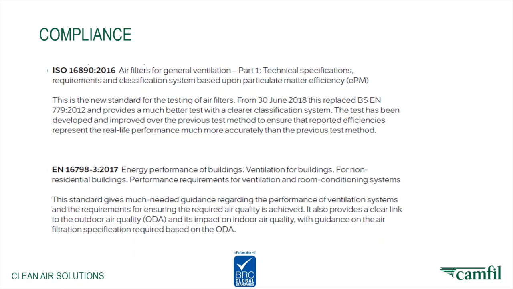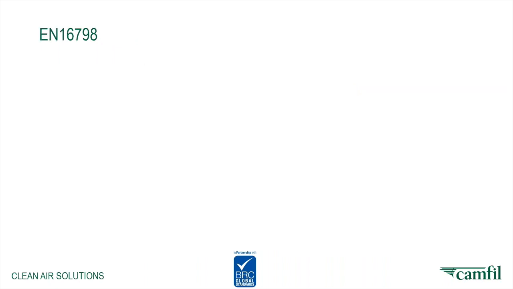EN 16798 refers to energy performance of buildings, ventilation for buildings, for non-residential buildings, performance requirements for ventilation and room conditioning systems. This standard gives much needed guidance regarding the performance of ventilation systems and the requirements for ensuring the required air quality is achieved. It also provides a clear link to outdoor air, ODA, and its impact on indoor air quality with guidance on the air filtration specification required based on the ODA.